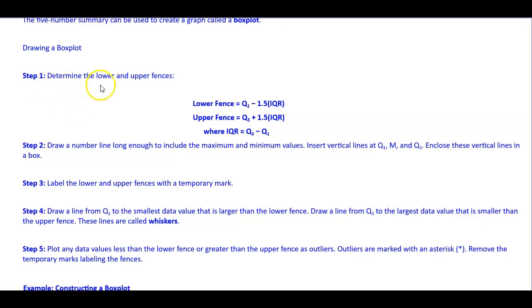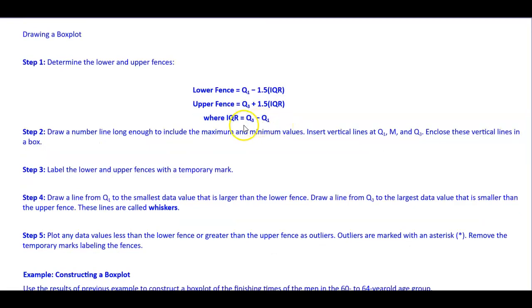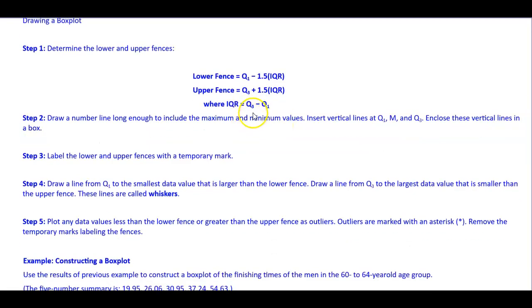Step 1, you want to determine the lower and upper fences. So we've done that in the past. The lower fence is equal to quartile 1 minus 1.5 times the interquartile range, and the upper fence is equal to quartile 3 plus 1.5 times the interquartile range, where the interquartile range is equal to quartile 3 minus quartile 1.